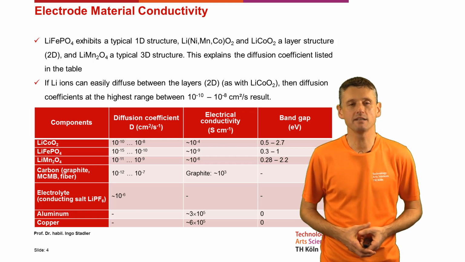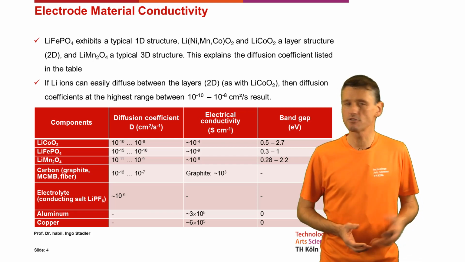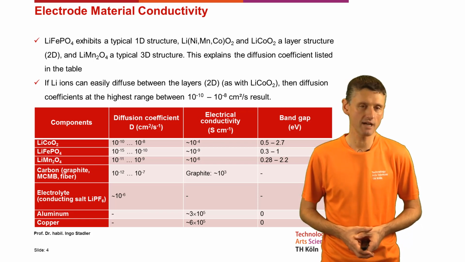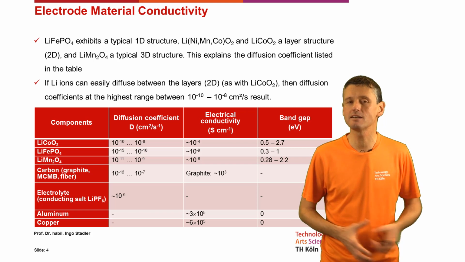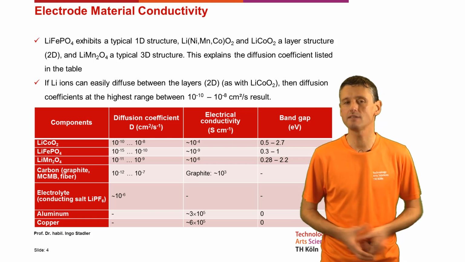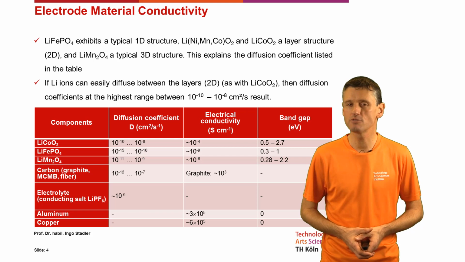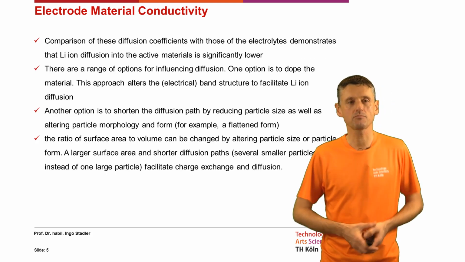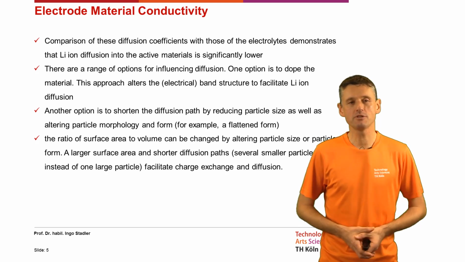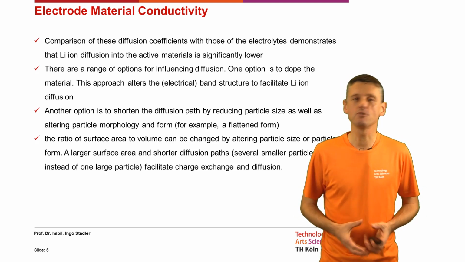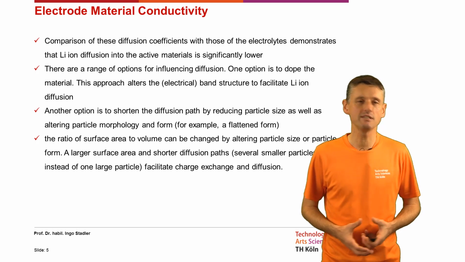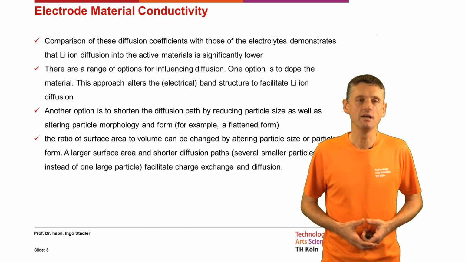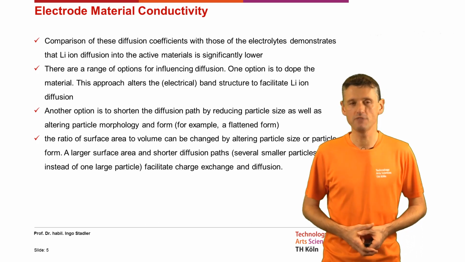If lithium ions can easily diffuse between the layers, 2D, as with lithium cobalt, then diffusion coefficients in the highest range between 10 to the minus 10 and 10 to the minus 8 square centimeters per second result. Comparison of these diffusion coefficients with those of the electrolyte demonstrates that lithium-ion diffusion in the active materials is significantly lower. There are a range of options for influencing diffusion.